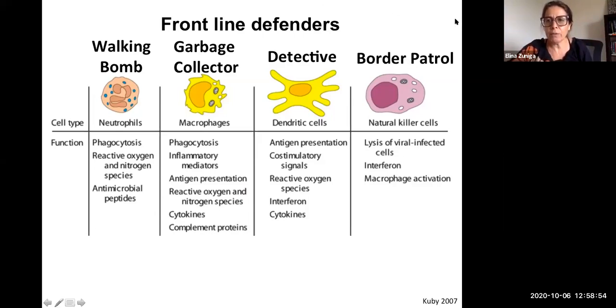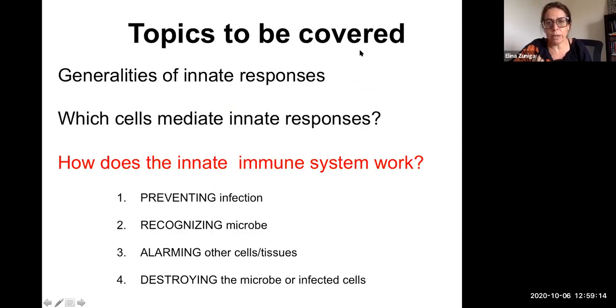And then we have the natural killer cells, whose nickname is border patrol, because if they find virally infected cells, they will go and kill these virally infected cells. So, okay, that's about the cells, these professional innate immune cells. So do you guys have any questions about that?